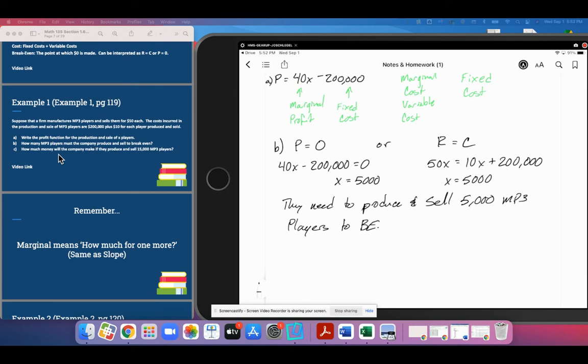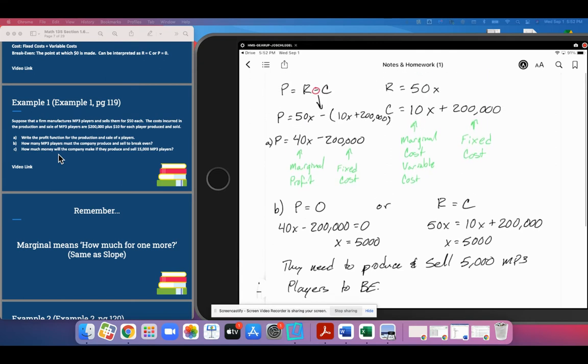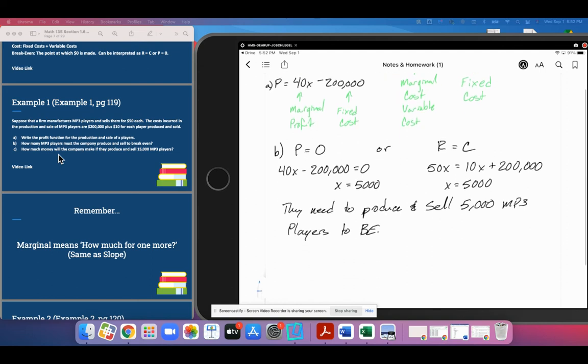Let's take a look at number 3, part C. How much money will the company make if they produce and sell 15,000 MP3 players? So let's go up here and let's be very clear about something. When we're talking about how much money the company makes, we are talking about profit. We are not talking about revenue. No one cares about revenue at all, because money that comes in that you just have to turn around and give to bills is money that you might as well not even have. So when we are talking about how much money will the company make, we are strictly looking for profit.